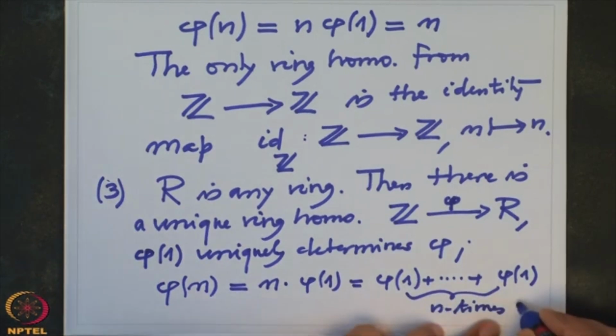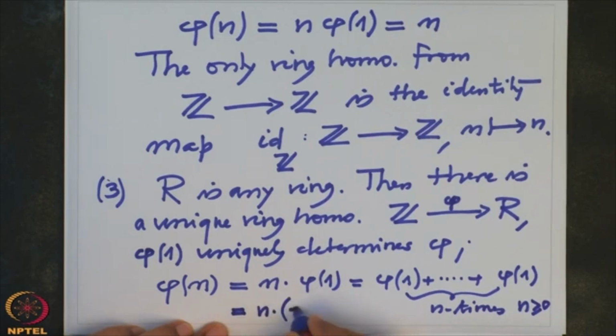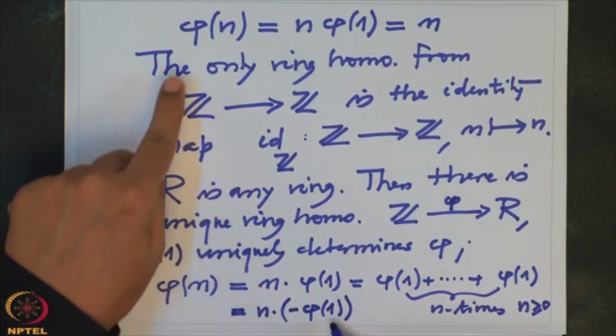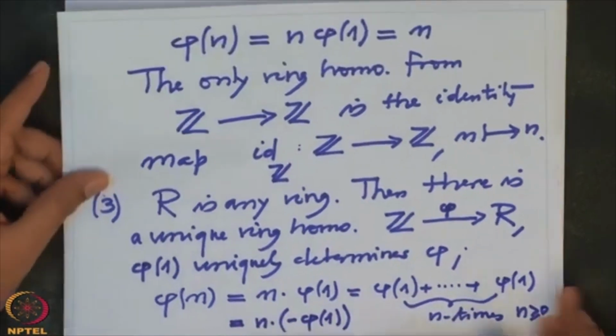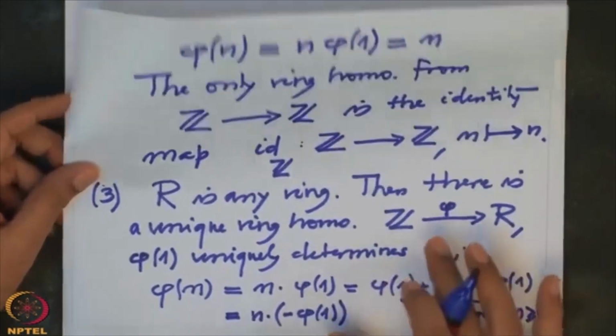So this is when n is bigger or equal to 0, and when n is negative, then it is in fact n of minus phi of 1. Remember, minus phi of 1 makes sense in the ring because it is the additive inverse of phi of 1. So this is a very important map. I will soon use this to define something about the field.